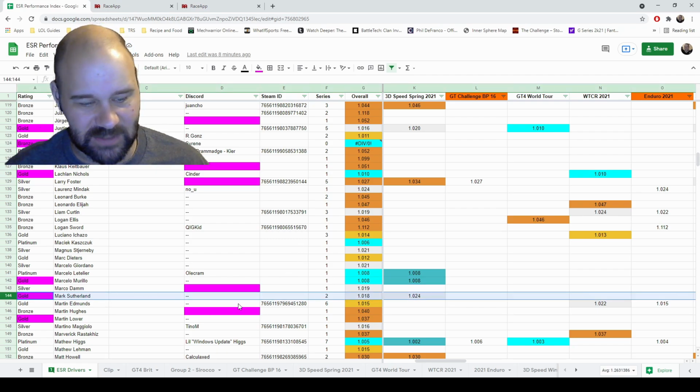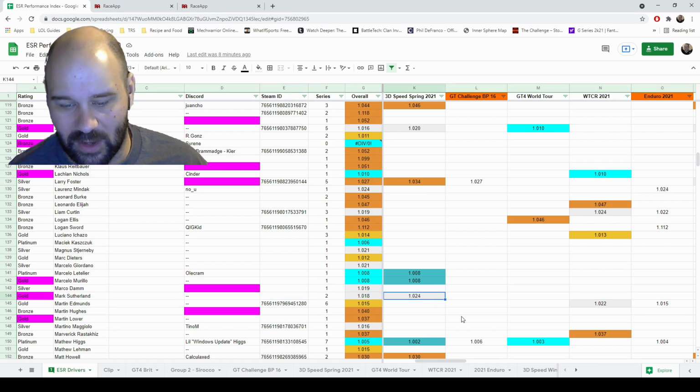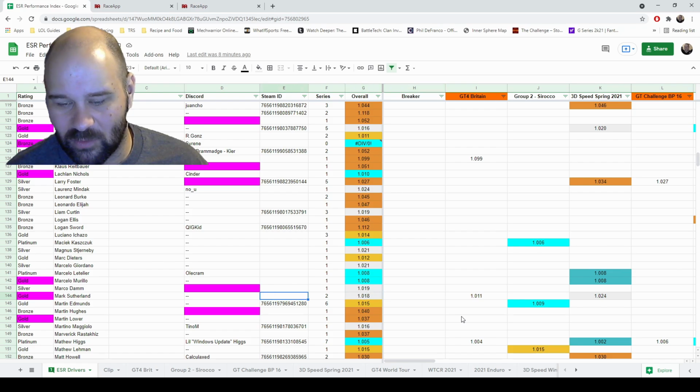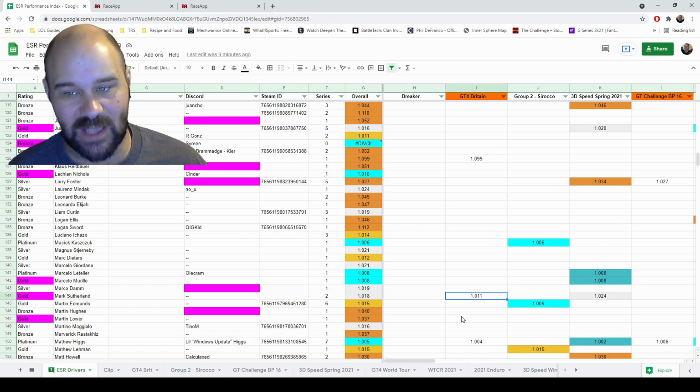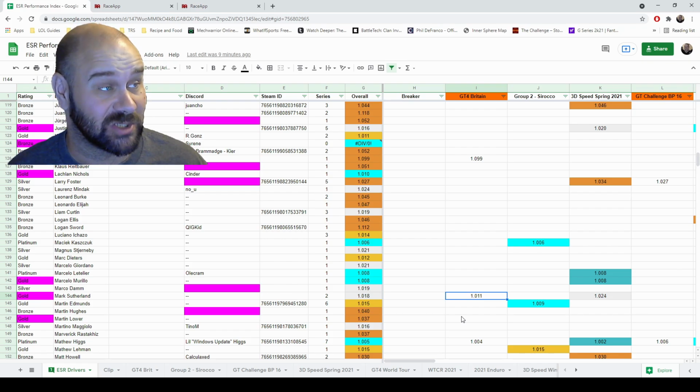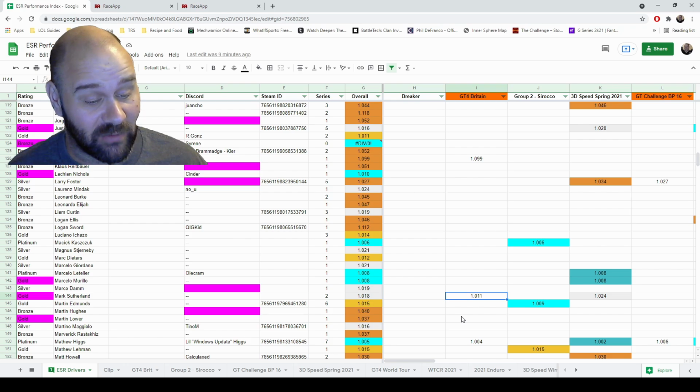And then you'll get something like a Mark Sutherland who has silver overall rating, but it's based on very few points of contact. Like that was a single race in 3D speed, and then he's got 1.011 in GT4 Britain. So it feels like we don't have a solid barometer on him. And he was platinum actually after Brands Hatch. Struggled a little bit in the Snetterton wet race, by the numbers anyways. So don't really know. Kind of weird.